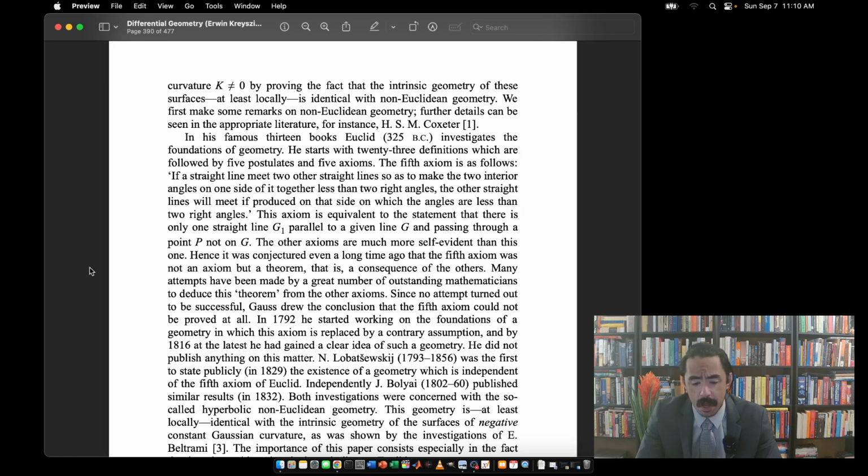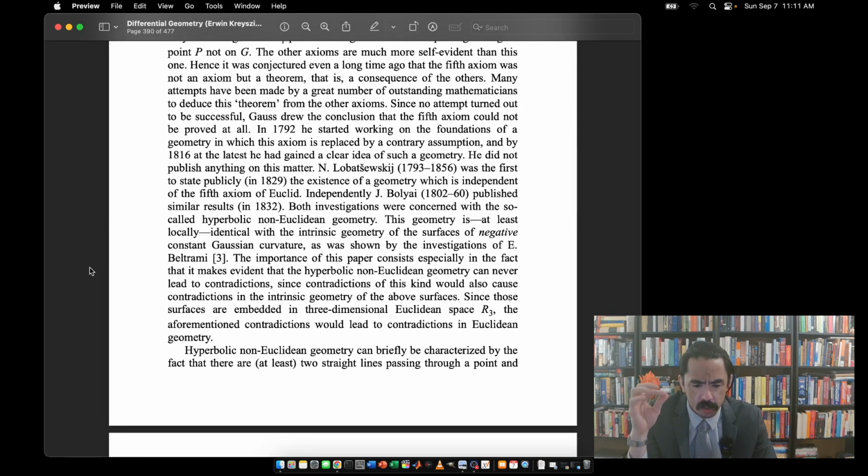Many attempts have been made by a great number of outstanding mathematicians to deduce this "theorem" from the other axioms. Since no attempt turned out to be successful, Gauss drew the conclusion that the fifth axiom could not be proved at all. In 1792, he started working on the foundations of a geometry in which this axiom is replaced by a contrary assumption, and by 1816 at the latest, he had gained a clear idea of such a geometry. He did not publish anything on this matter.